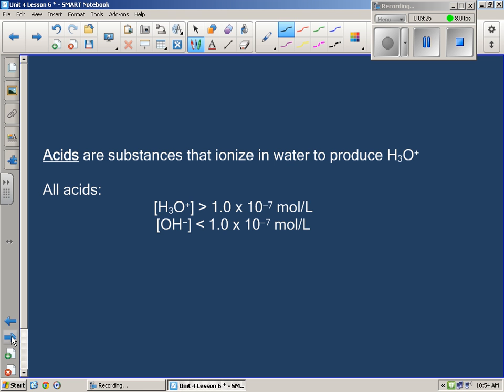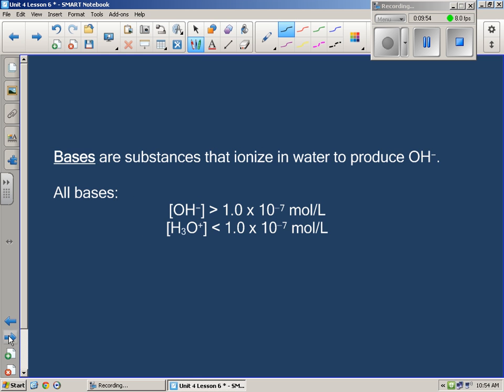Acids are substances that ionize in water to produce H3O+. You will still have some hydroxide in that because, of course, H2O will break up into H3O+ and hydroxide. But with acids, the hydronium ion concentration is going to be higher than 1 times 10 to the negative 7, and the hydroxide concentration is going to be less than 1 times 10 to the negative 7, okay? Basically, they're telling you that those are the pHs that are going to be involved.